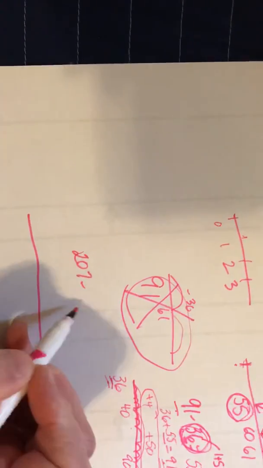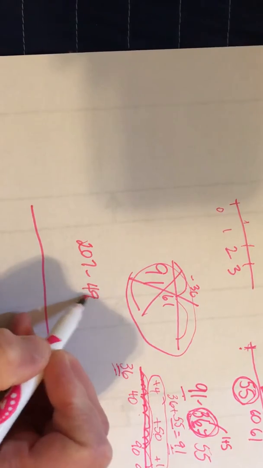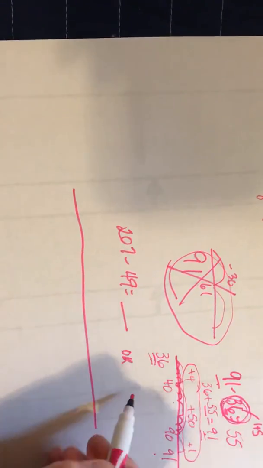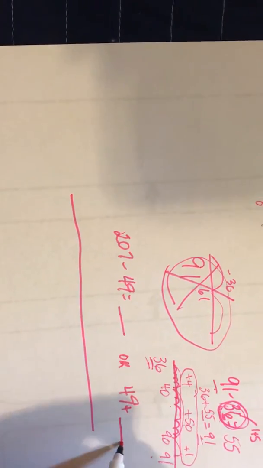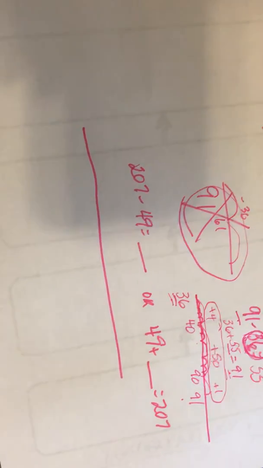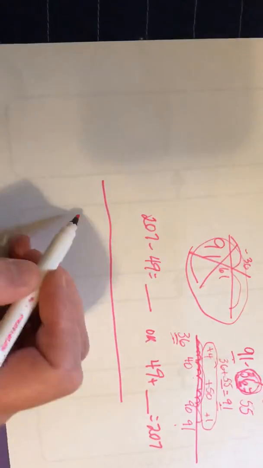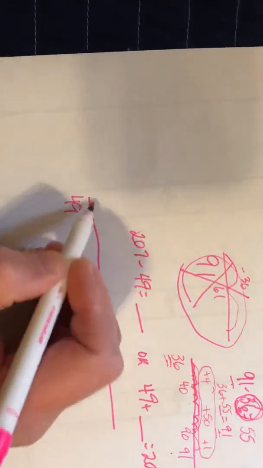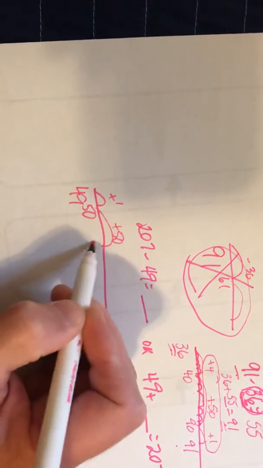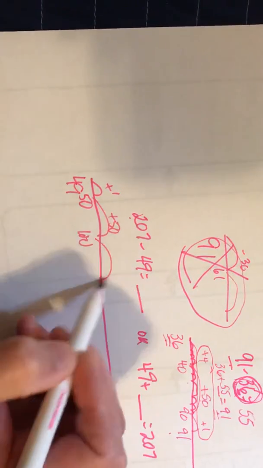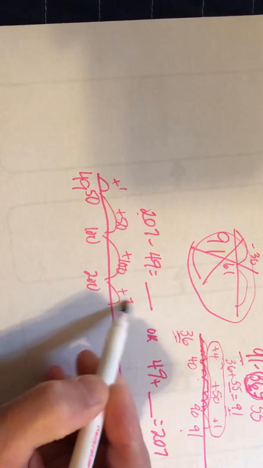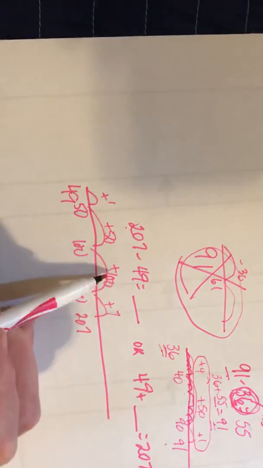So I can take 207 minus, I don't know, 49. Let's see how quickly I can solve that. Again, I turn this into an addition problem because my brain thinks better that way. If your brain thinks better by subtracting, then by all means subtract. I'm going to put my 49 here because I'm adding to 49. I'm adding 1 to 50. I can add another 50 to 100. I have to get to 200, so I'm going to add another 100 to 200. Plus 7 is 207.